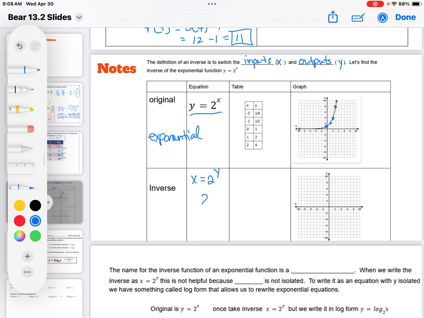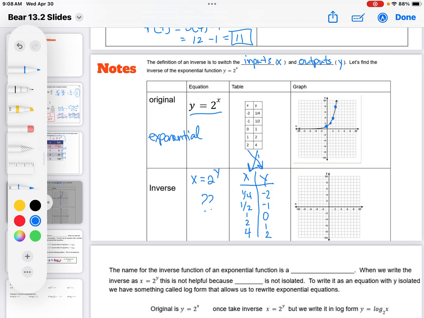But what I can do is make a new table where I flip-flop the x and y's. So that's what we're going to do first. I'm going to make my old y values my x values, and my old x values my y values. And we're going to go ahead and graph this.